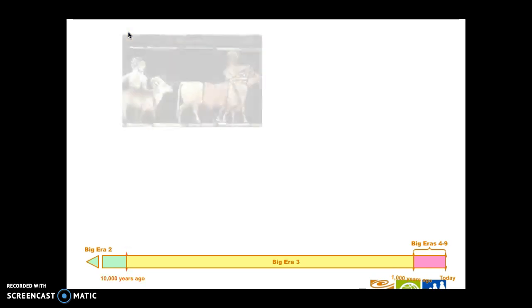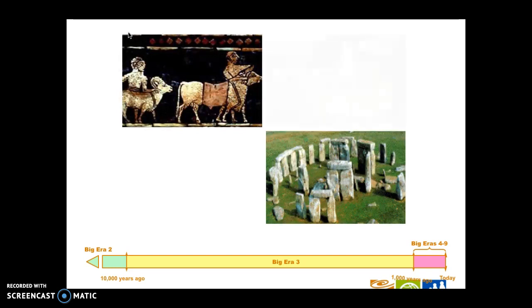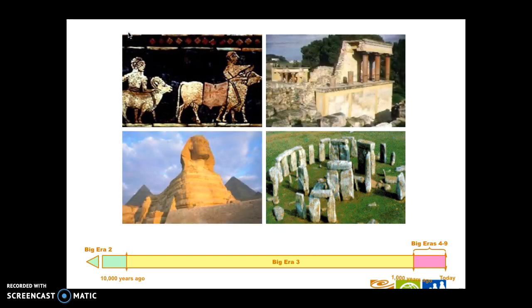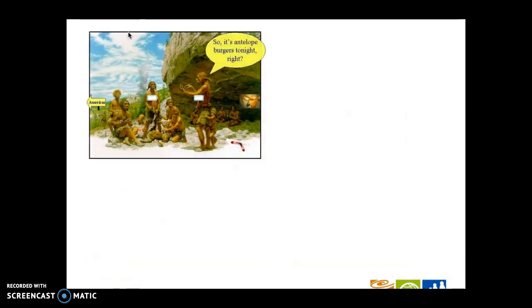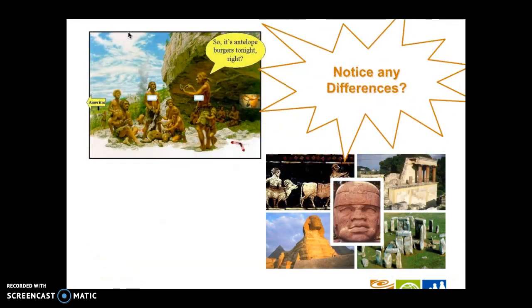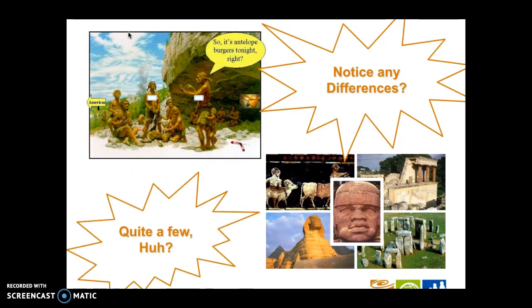So the big question that I want to pose for you is that was Big Era 2. Now we're in Big Era 3. And so if that previous image symbolized Big Era 2, this collection of images symbolizes Big Era 3. So here's the big question: first of all, do you note any differences? Of course you do. I mean, anybody can note that there's some pretty monumental changes there.